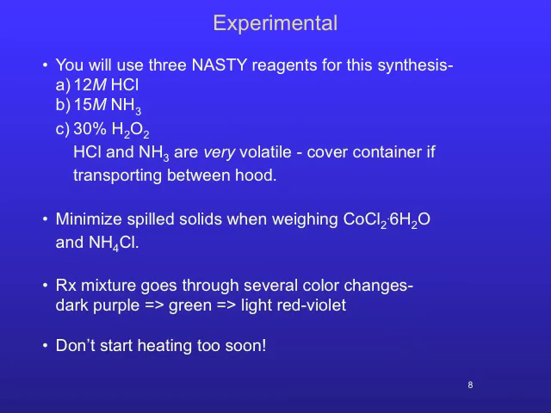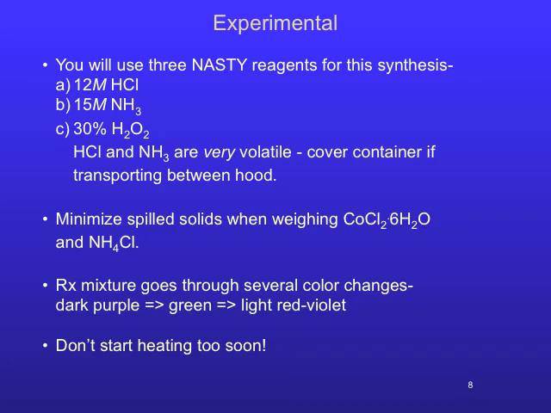Caution should be exercised when handling 12 molar hydrochloric acid, 15 molar ammonia, and 30% hydrogen peroxide. All can burn your skin, and the acid and base are extremely volatile and very irritating to breathe. Minimize any spillage when handling the 2 solids, cobalt chloride hexahydrate and ammonium chloride.